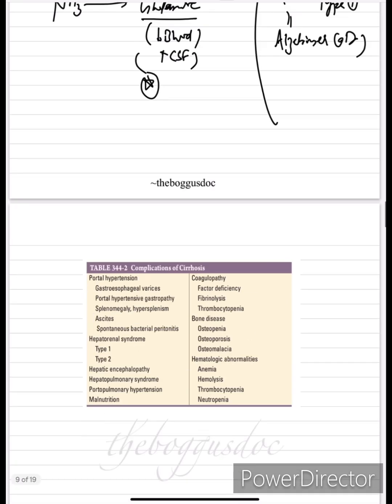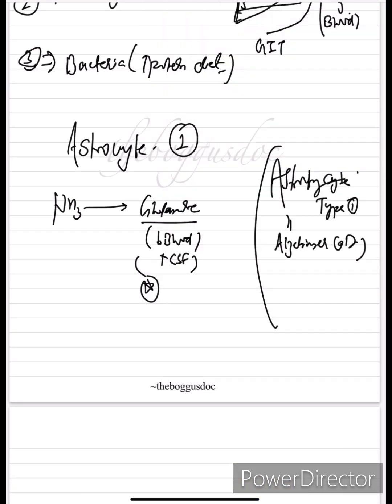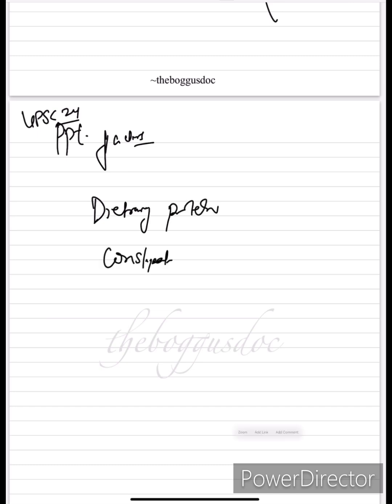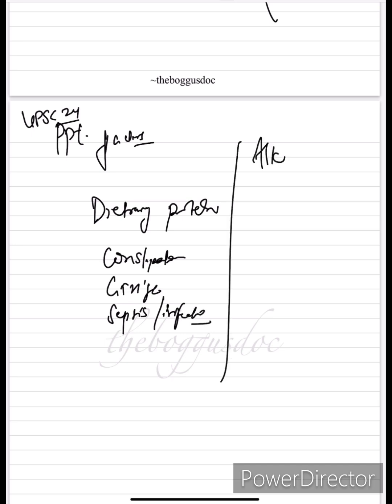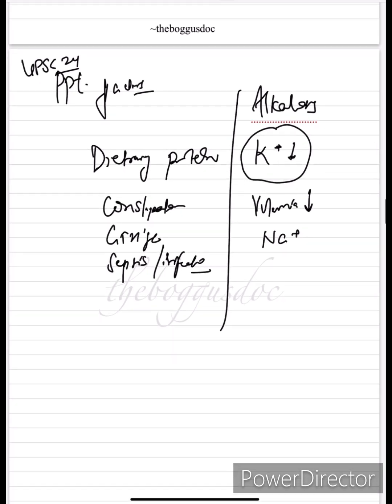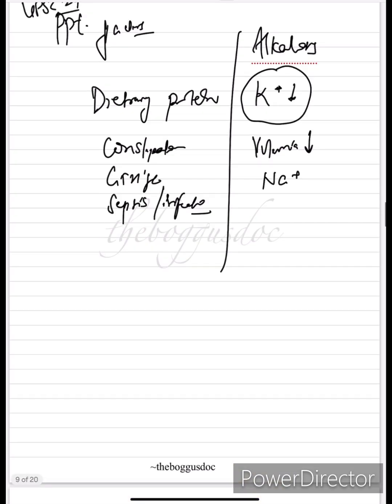The next thing is what are the precipitating factors? That is very important. There are multiple precipitating factors that increase the chances of hepatic encephalopathy. This was a question in UPSC CMS 2024. The precipitating factors are dietary protein, constipation, GI hemorrhage, sepsis, meaning infection, alkalosis, hypokalemia, they asked about this, hypovolemia, hyponatremia, dehydration, CNS drugs like GABA, and uremic symptoms. You can read the precipitating factors in notes, but I am just making you understand these things.